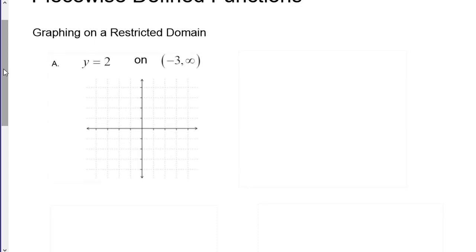In this lesson, we're going to talk about piecewise defined functions. Before we really get into piecewise defined functions, let's talk about how we go about graphing on a restricted domain. Because if you can grasp this concept pretty well, then you can get piecewise defined functions pretty easily after that. So for instance, if I want to graph the function y equals 2 on the domain -3 to positive infinity. So the domain -3 to positive infinity, this is on the x-axis.